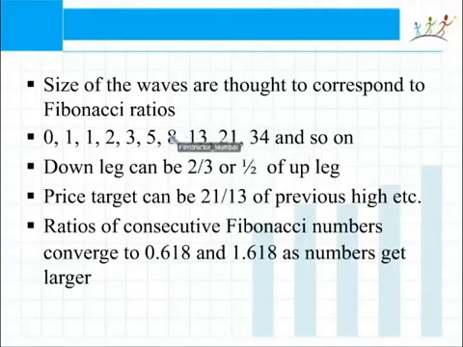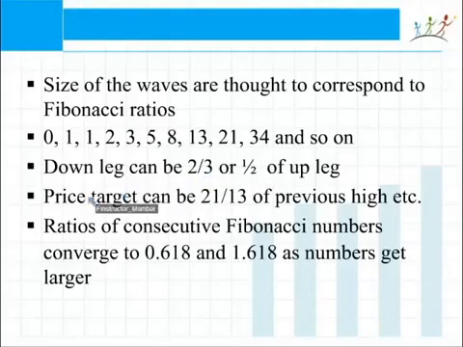Now, technical analysts believe that a down leg or an up leg is normally the ratio of the consecutive terms in the Fibonacci series. So the down leg is normally 2/3 of the up leg, or 1/2 of the up leg, or 13/21 of the up leg, or 8/13 of the up leg. So the down leg is some consecutive ratio of the up leg.